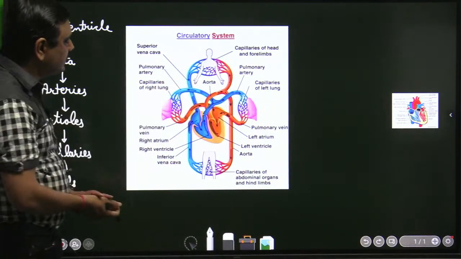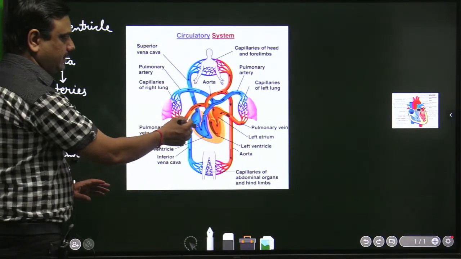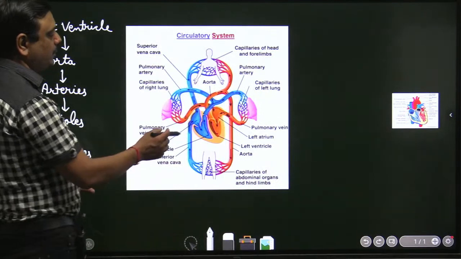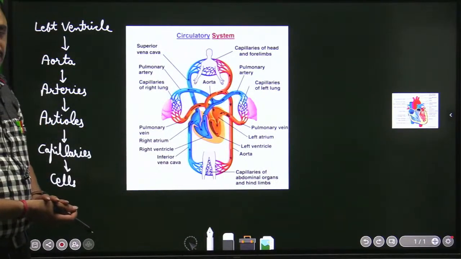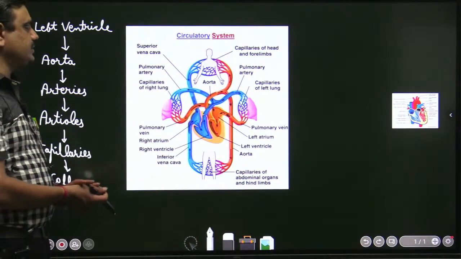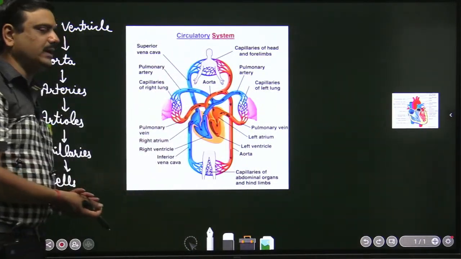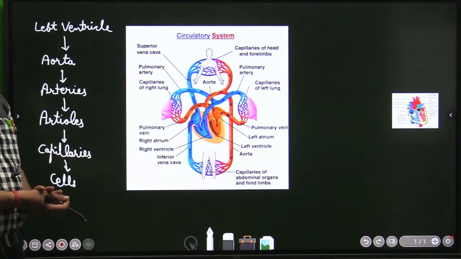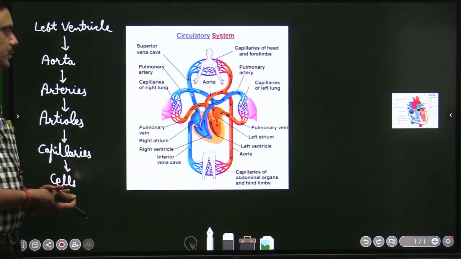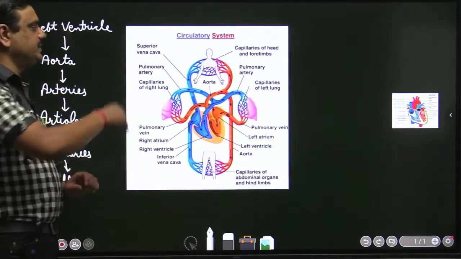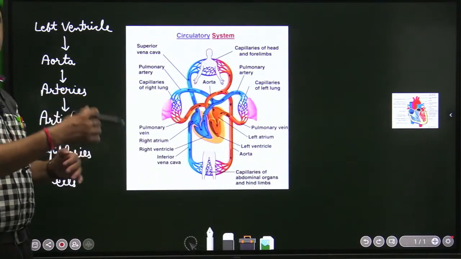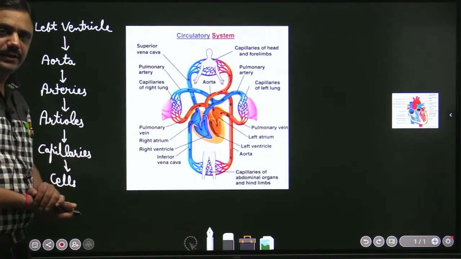From the right atrium, this deoxygenated blood is sent to the right ventricle, and from the right ventricle through the pulmonary artery, this deoxygenated blood is supplied to the lungs, so that it can be made oxygenated again. Means carbon dioxide can be removed and oxygen can be added to the blood again. Again this blood will be supplied to the left portion of the heart, and this cycle goes on and on.